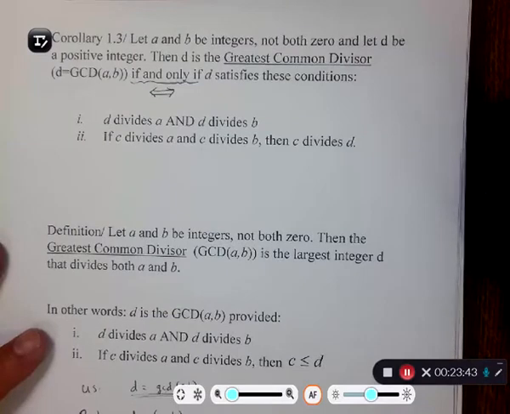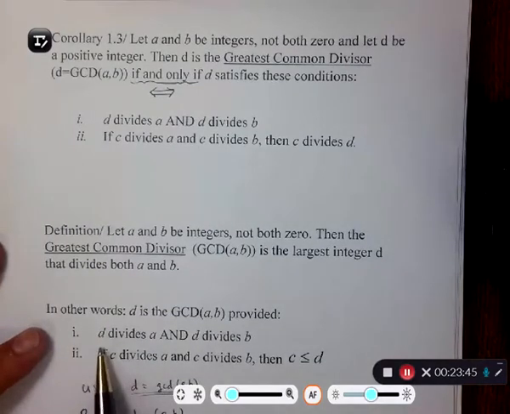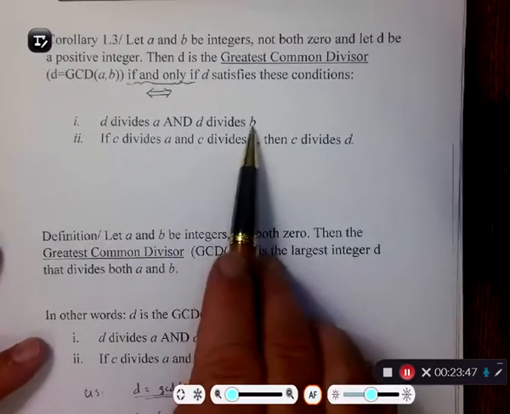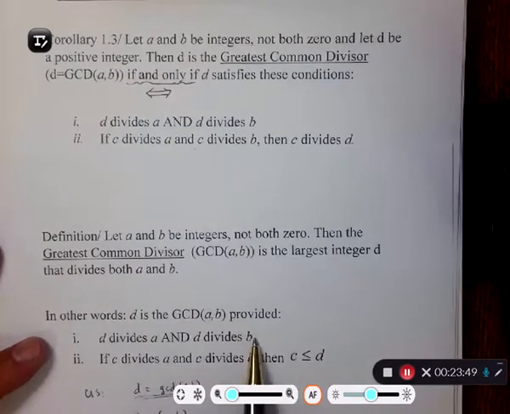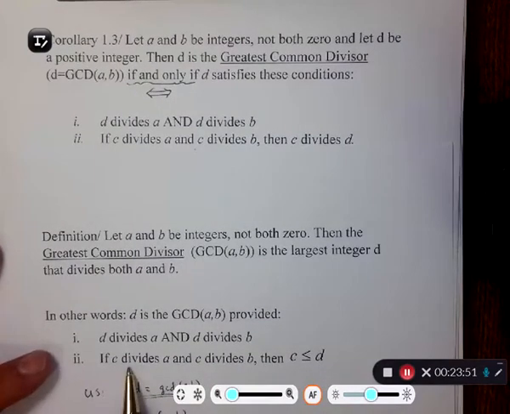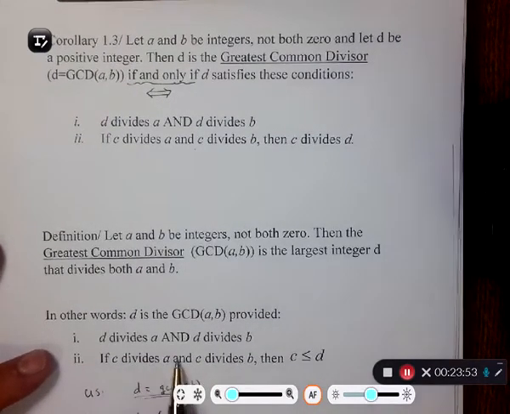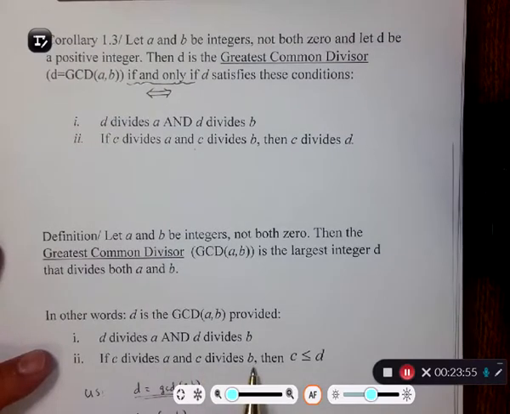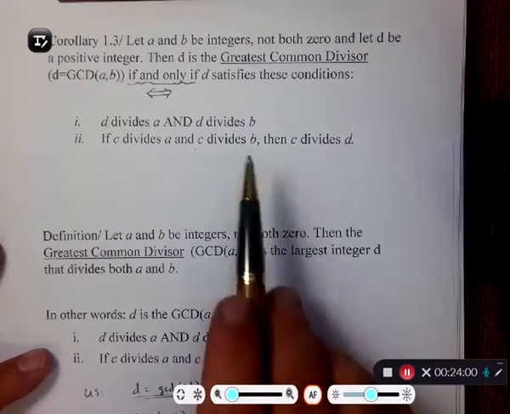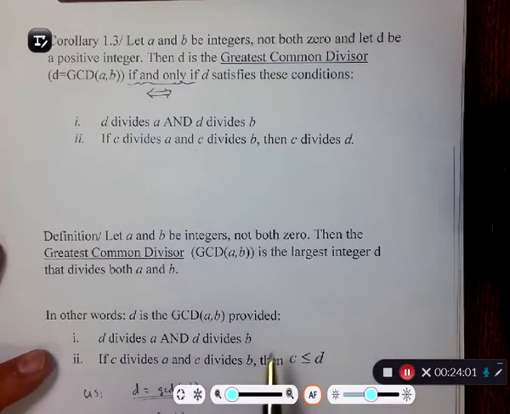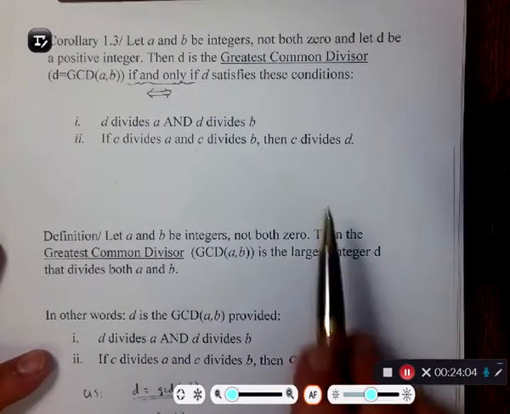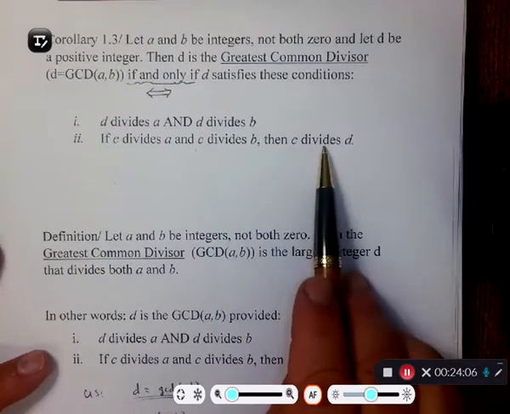And so here it comes. What does the definition say? D divides A and D divides B. Yep, exactly the same. But the definition is slightly different. If C divides A and C divides B, then C is less than or equal to D. This corollary is a little bit stronger. Not only is C less than or equal to D, C will actually divide D.